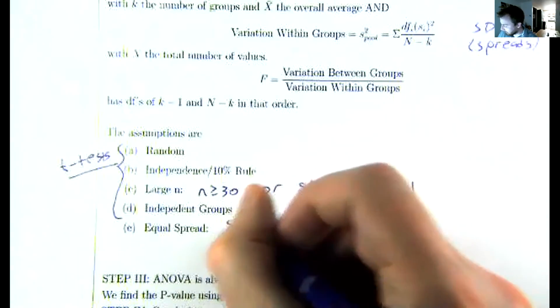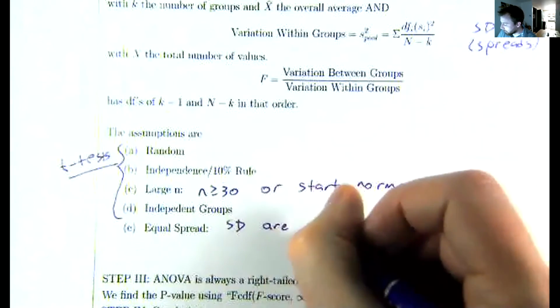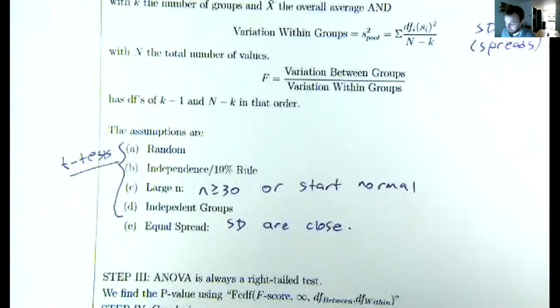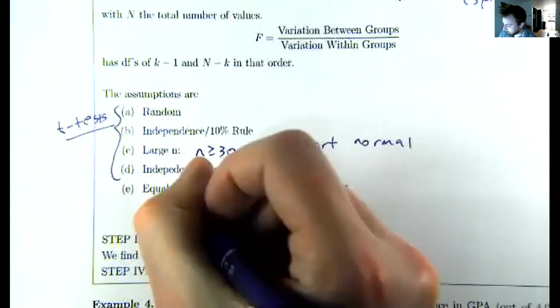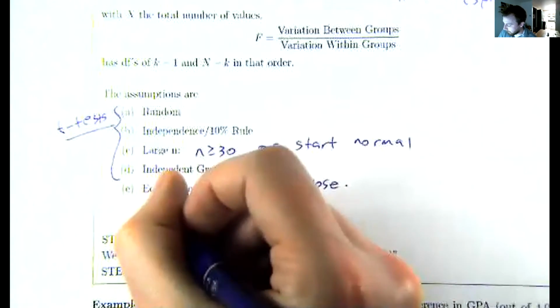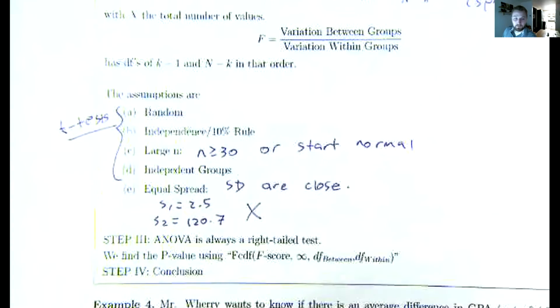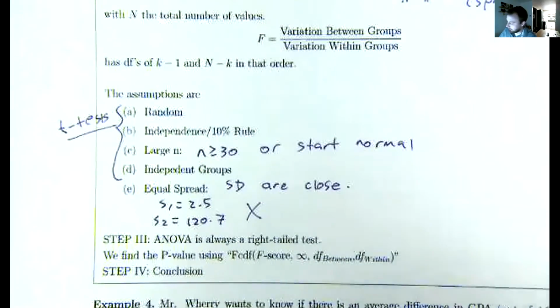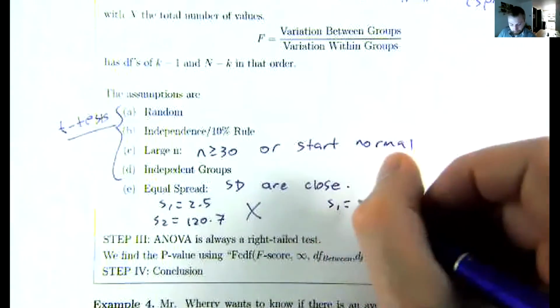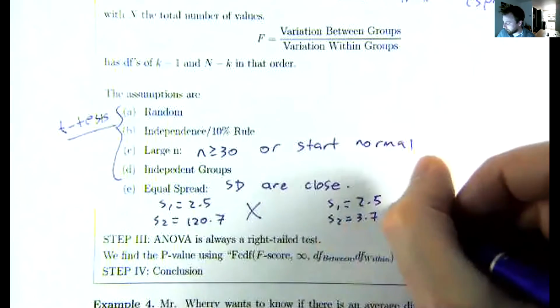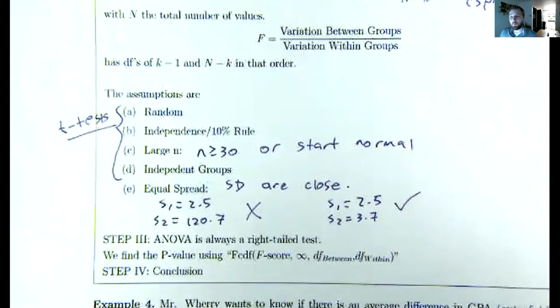This tells me that my standard deviations are close to one another, that I have roughly the same spreads in the distributions. Here's what I mean by roughly the same. If I had a standard deviation for the first group of 2.5, and for the second group I had a standard deviation of 120.7, I'd be like, okay, that's bad news bears. Those things are crazy different. If the second group had a standard deviation of 3.7, I would be okay with that. So when I say they need to be close, just ballpark close. They don't need to be perfectly the same.